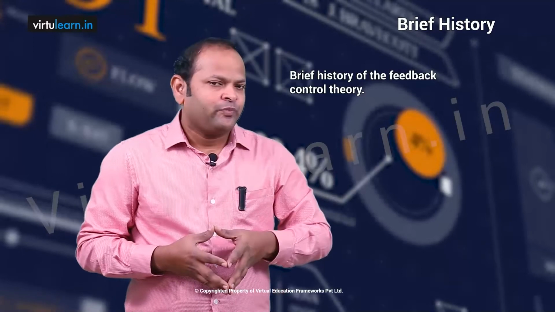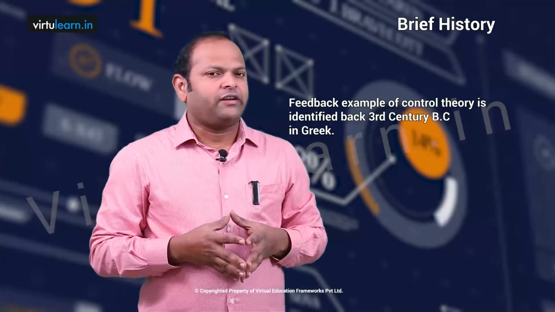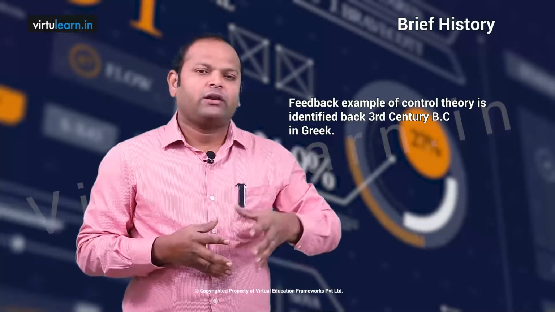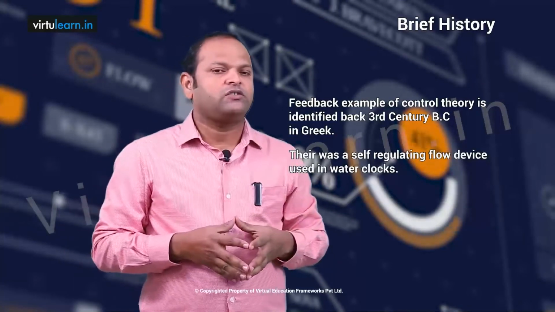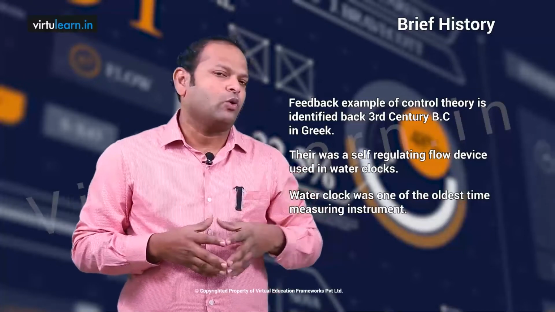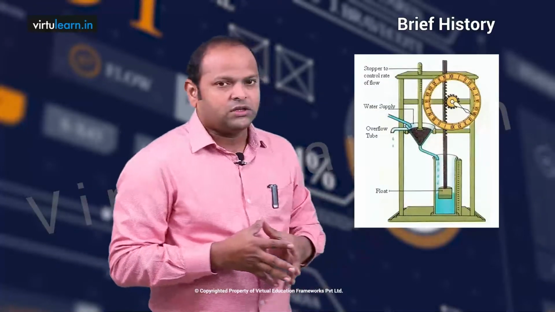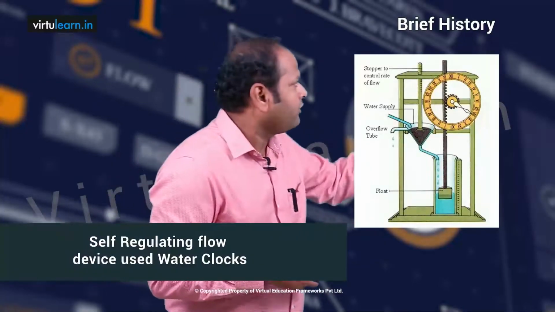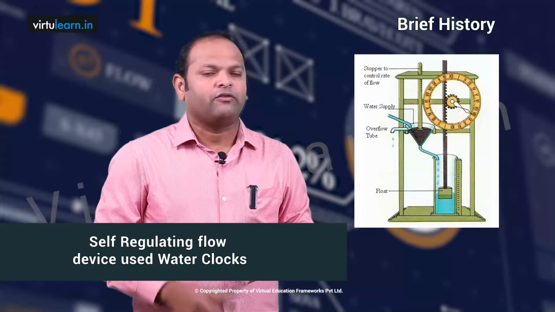Let us look at the brief history of feedback control theory. The first feedback control example was identified dating back to the 3rd century BC in Greece, where there was a self-regulating flow device used in a water clock. Water clocks are some of the oldest time measuring instruments. So this is one such water clock, with a self-regulating flow device. This is the first device which I identified as a feedback control theory decision.